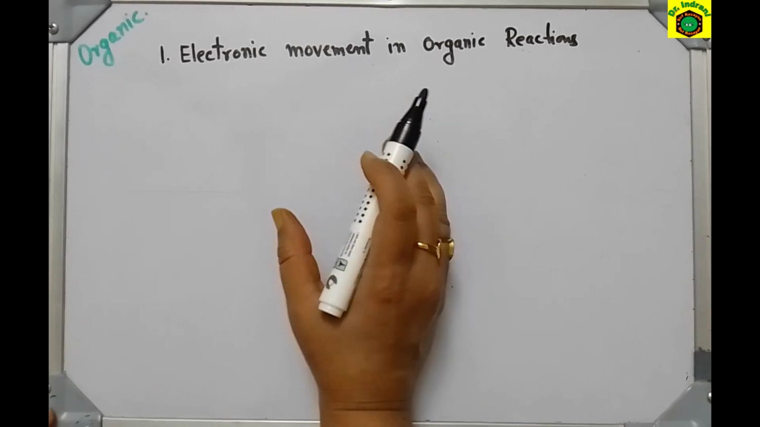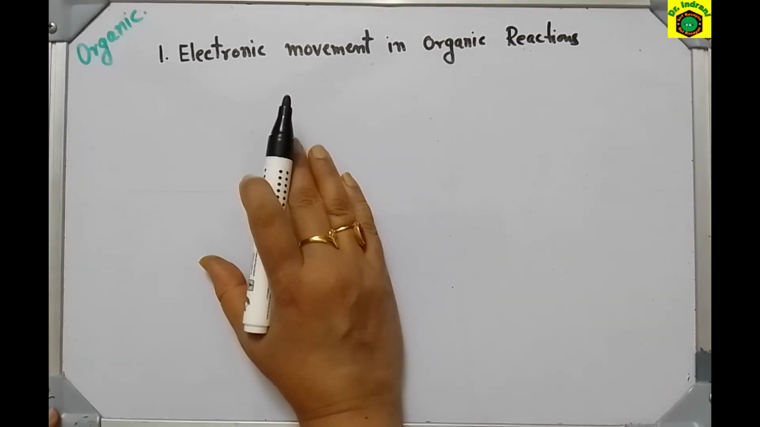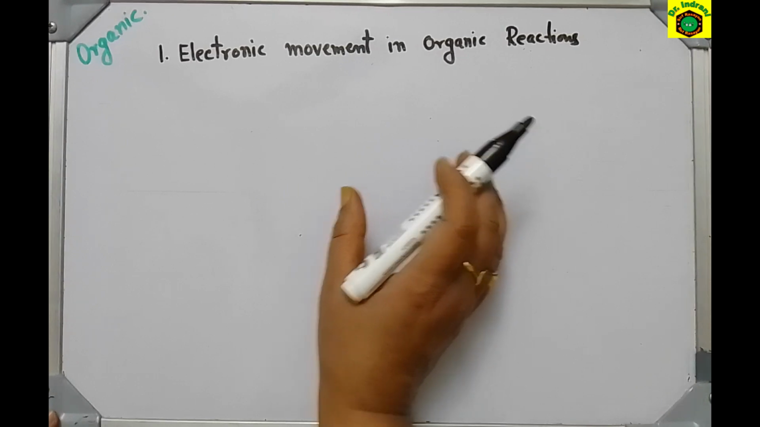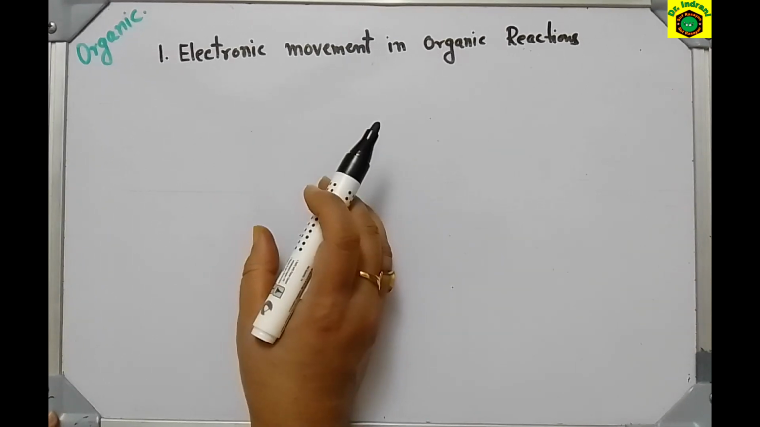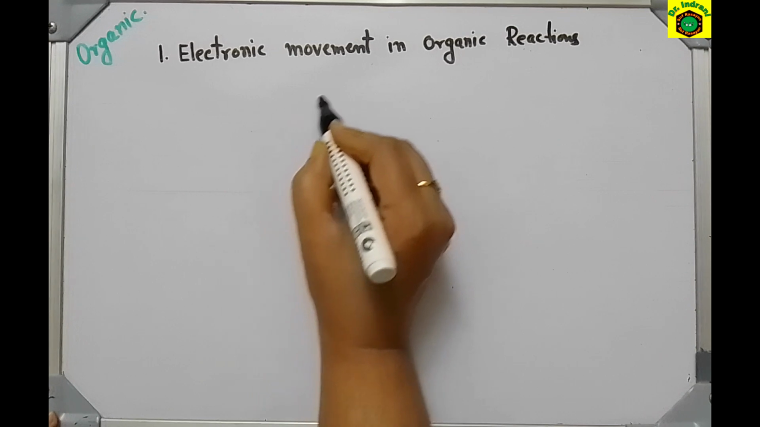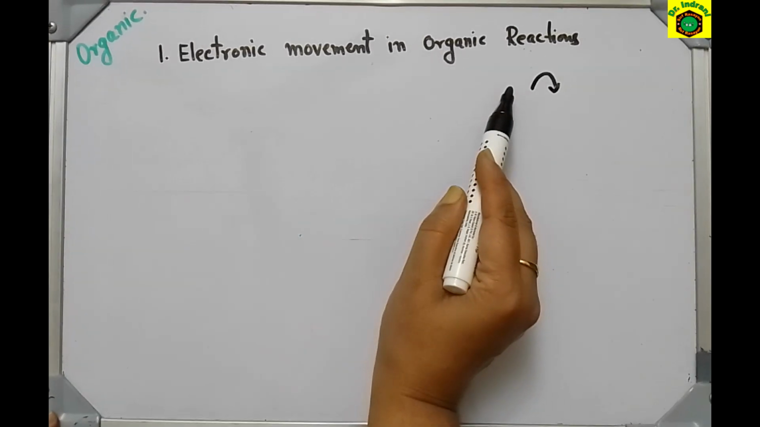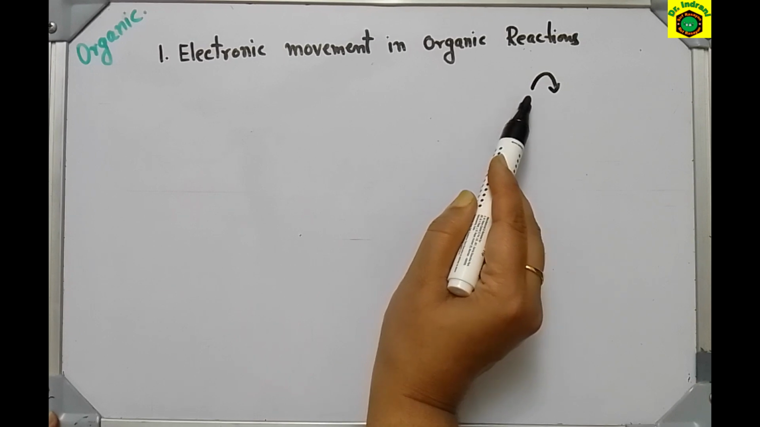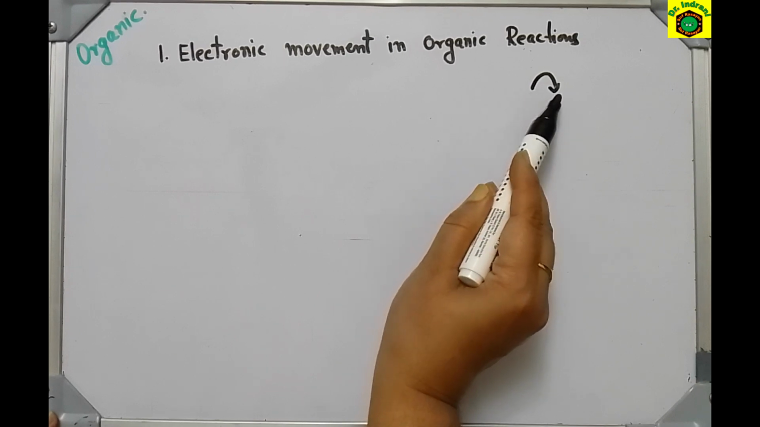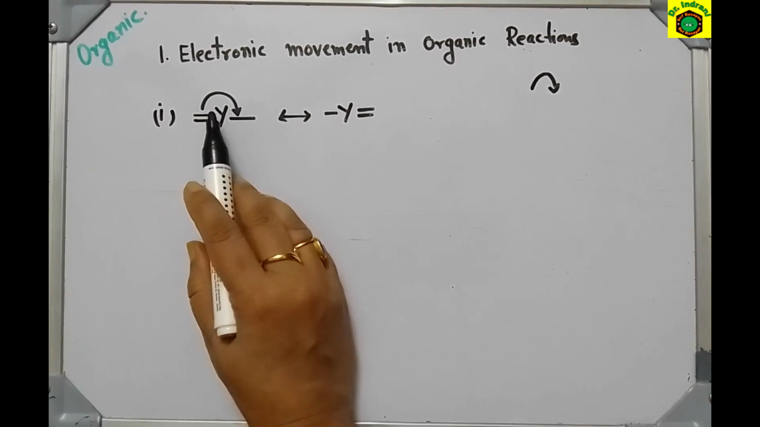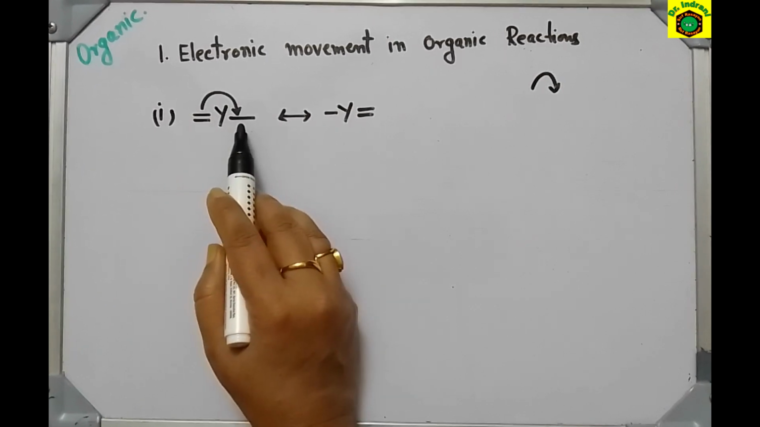Okay. Now in organic reactions, for bond breaking and bond making, electronic movement is taking place. The movement of electrons in organic reactions can be shown by curved arrows like this. A curved arrow starts from the point from where an electron pair is shifted and ends at a position to which the pair of electrons may move. For example, here movement of electrons is taking place from a pi bond to an adjacent sigma bond.